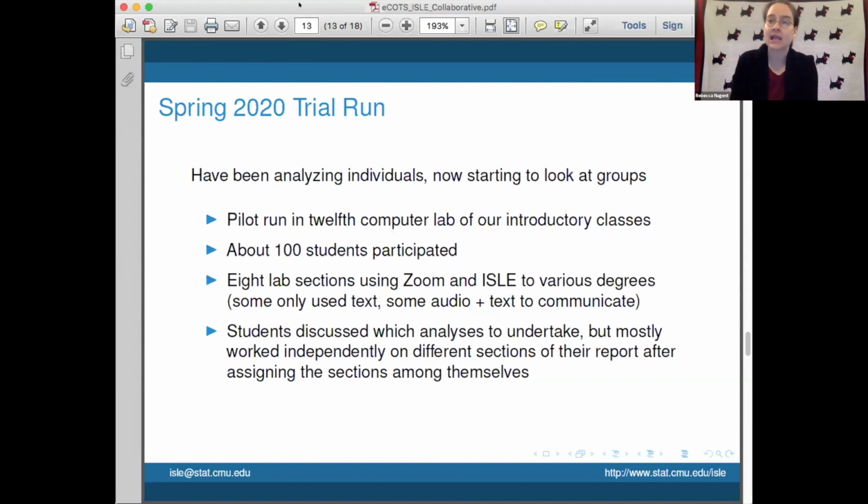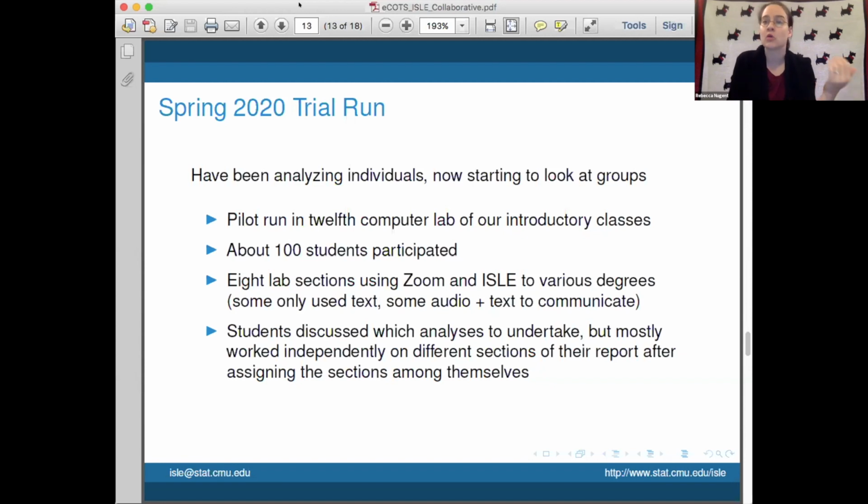So we've been analyzing individuals and how they write data analysis and do data analysis reports. I'm happy to talk to anybody about that offline or maybe in another talk. And now we're starting to look at groups. So we ran a pilot in a computer lab of our introductory classes. We had about 100 students participate.